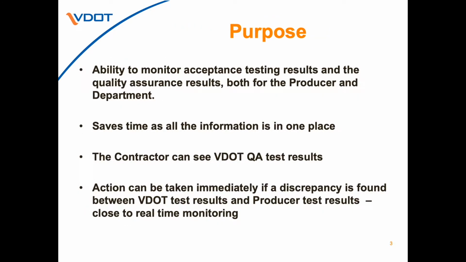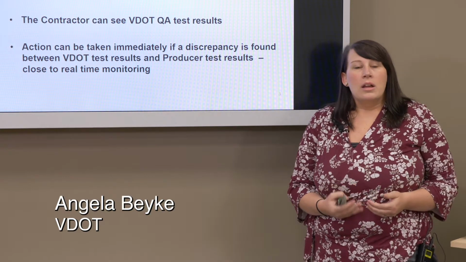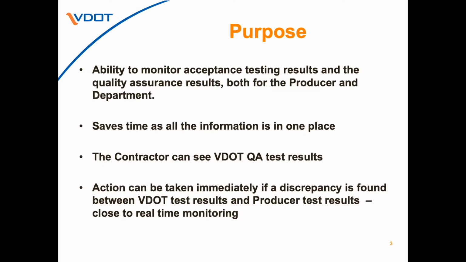The purpose of MITS and PLAID and why VDOT developed it was the ability to monitor acceptance testing results and the quality assurance results, both for the producer and the department in one place. The goal was to save time and do it so that the actions, if they needed to be taken, could be taken immediately. It's close to real-time monitoring that the department and the contractors can get. One other perk of it is that the contractor can see the VDOT test results of those split samples that you take with your department representative.